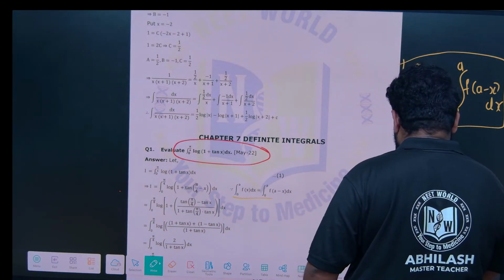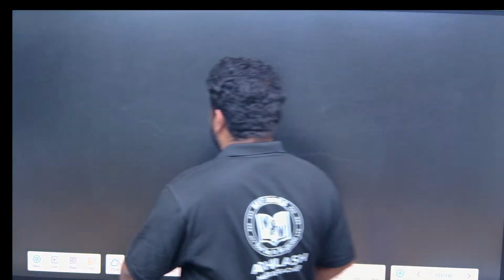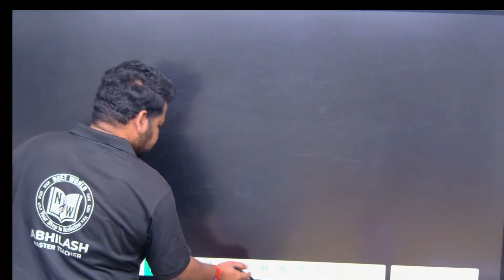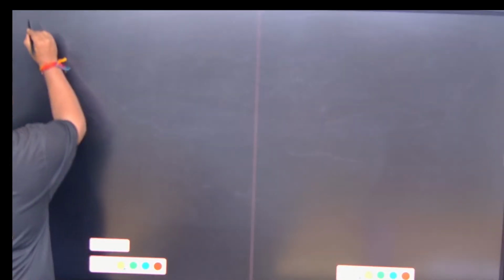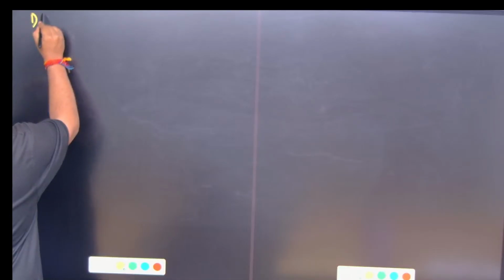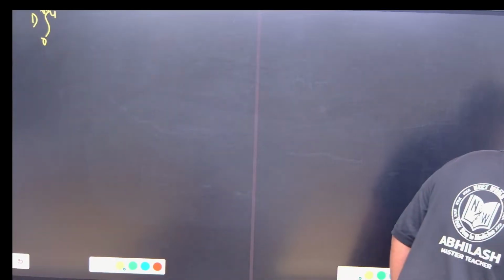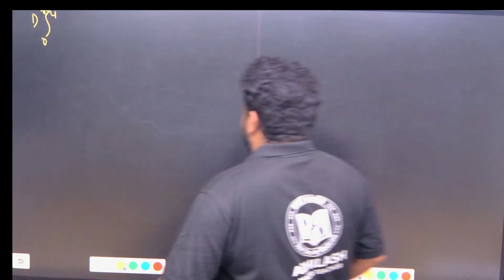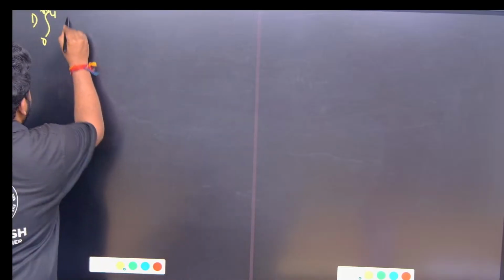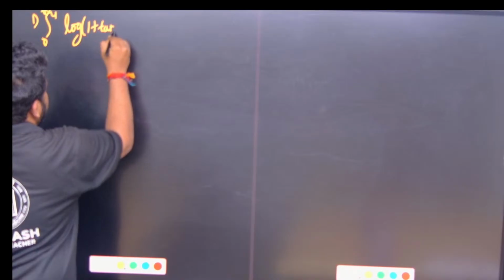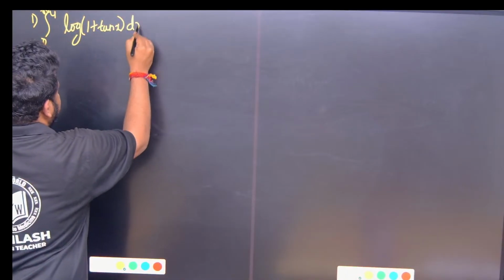Now let us start solving this question. What is the question that we have? Question number 1: the integral from 0 to pi by 4 of log of 1 plus tan x dx. This is the question that they have given us.